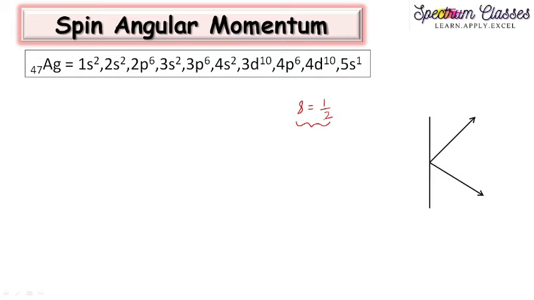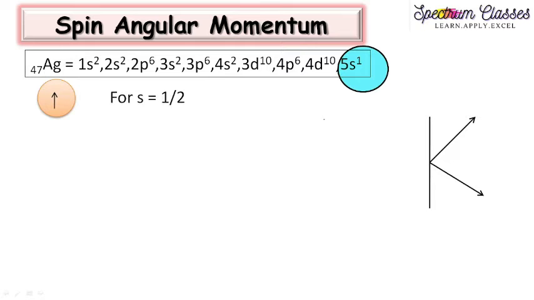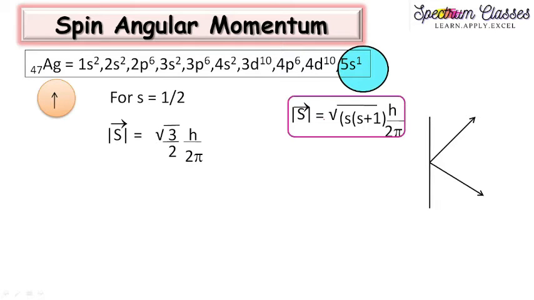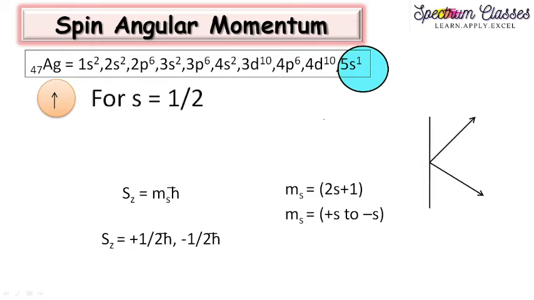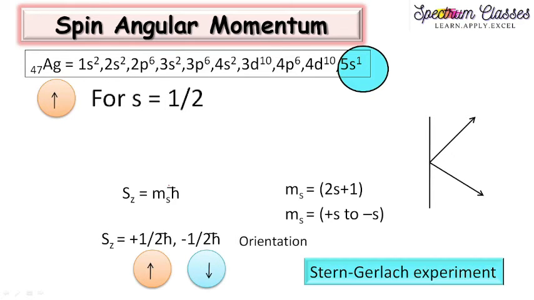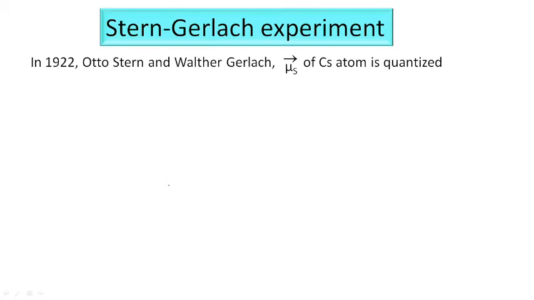And if it has only spin angular momentum, therefore we are going to use this atom to determine the quantization of its spin magnetic moment, right? Now coming to the value, for this unpaired electron, S is equal to 1 by 2. I have already discussed all these things previously. Since it has two different orientations, we are going to explain that on the basis of the Stern-Gerlach experiment. So let's start with this experiment.